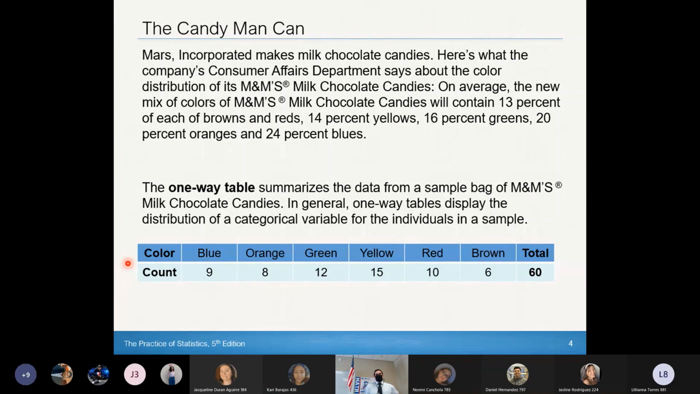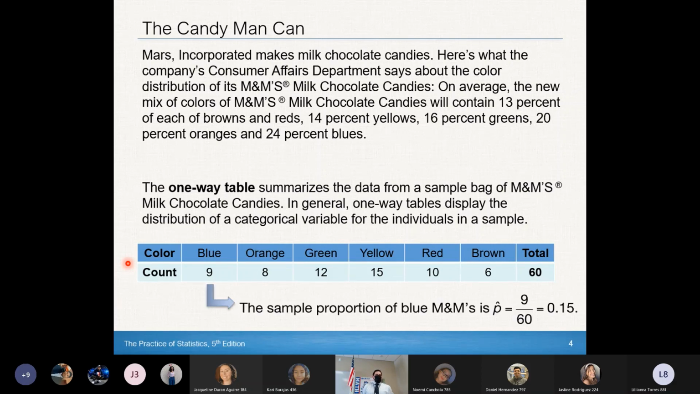Our one-way table there at the bottom summarizes the data from a sample bag of M&Ms, milk chocolate candies. In general, one-way tables display the distribution of a categorical variable for the individuals in a sample. So the individuals in the sample are the M&Ms. We have a sample size of one bag which has 60 M&Ms, and we have the count of each color on our table. 9 blue, 8 orange, 12 green, 15 yellow, 10 red, and 6 brown. There is a reason why we're using counts, which we'll discuss later, and not proportions, considering that we're talking about percentages in the first paragraph. But we'll make sense of this in a moment.